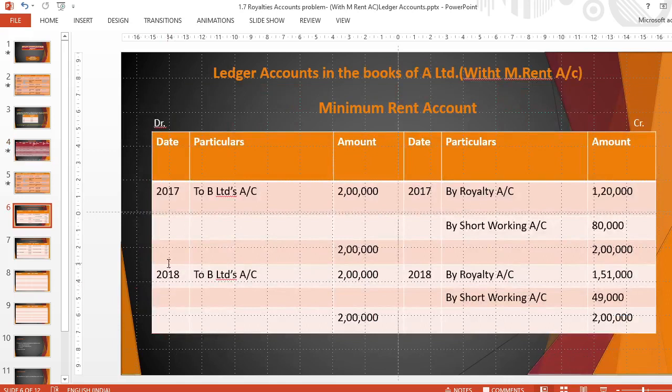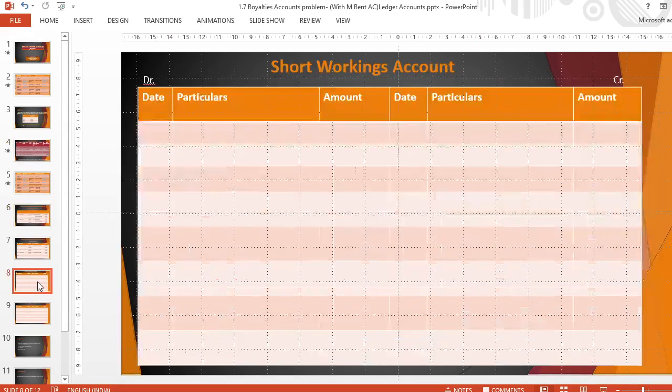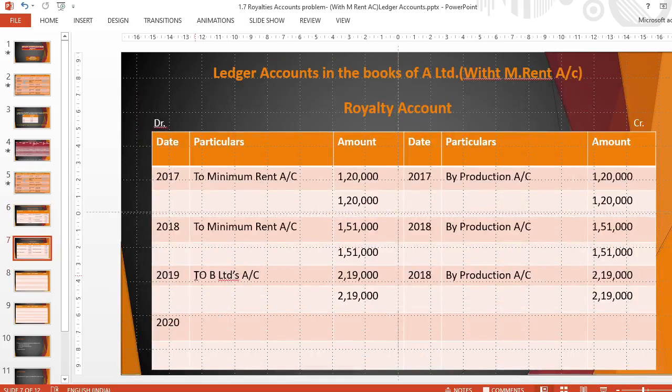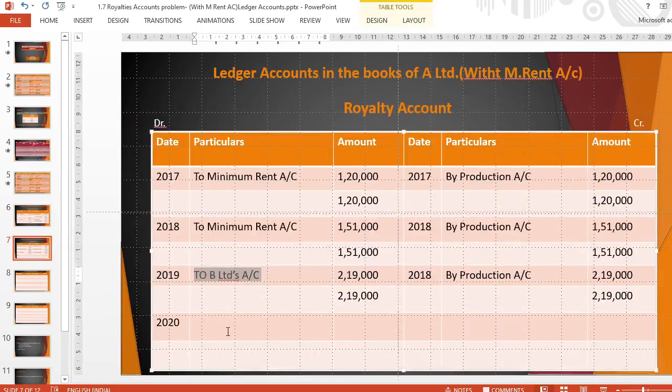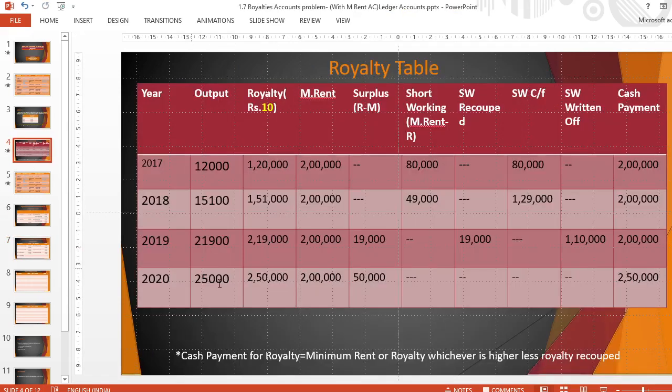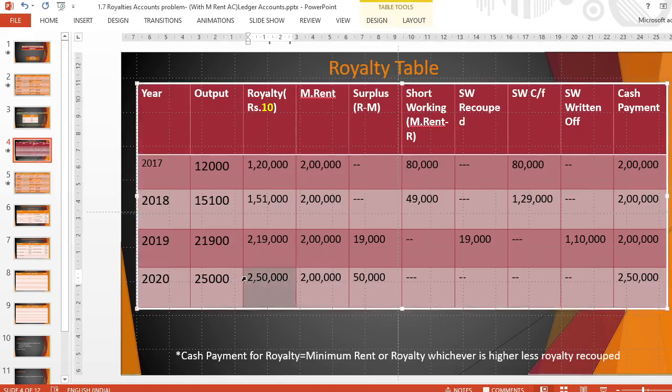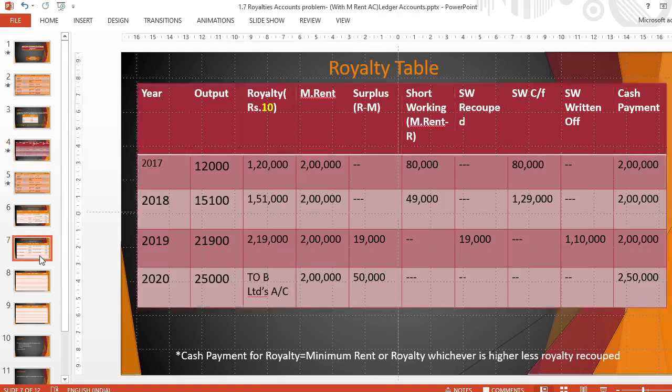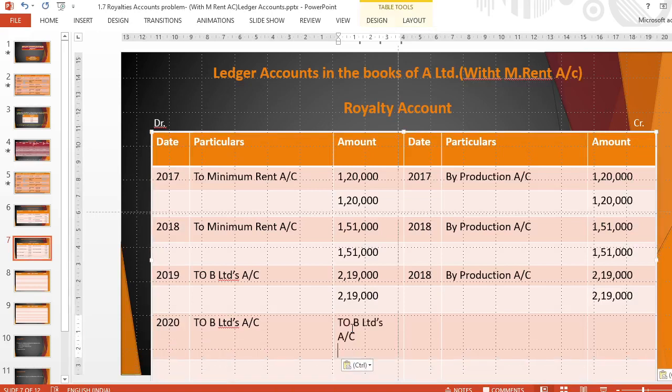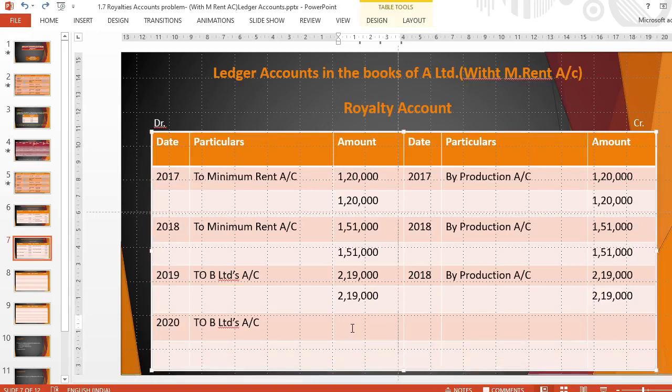So for that reason, we cannot transfer from minimum rent account. Here again, the same as the previous year, the entry is royalty account debit to B Limited's account. Again, I need to check the royalty amount. Royalty amount is 2,50,000 for 2020. So I'll copy the same thing: 2,50,000 rupees royalty. Again, which one is transferred to production account? By production account, it's 2,50,000.